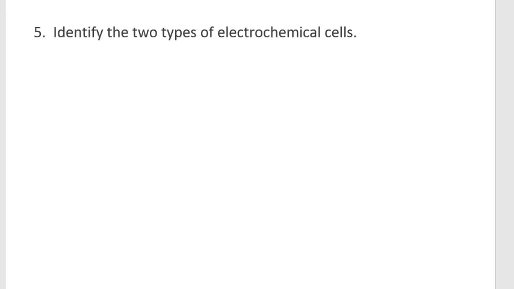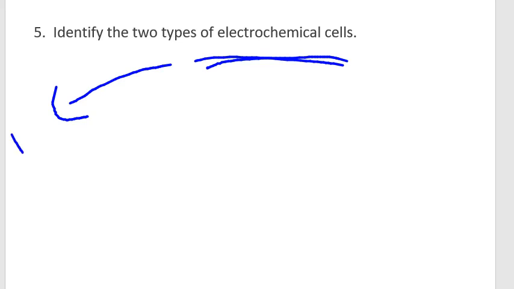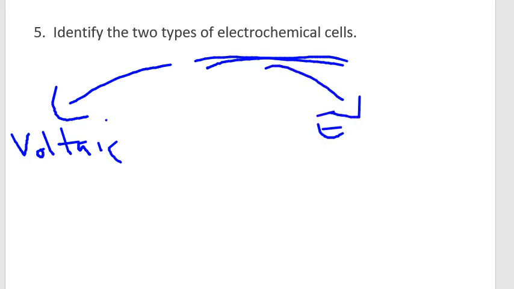Okay, we are up to number 5, and that is electrochemical cells. Now, it sounds so easy here just to identify the two types. There is a little bit of information that tends to show up on the Regents exams as far as electrochemical cells. Now, one type is known as the voltaic cell. These are spontaneous if they're set up right. The other type is known as the electrolytic cell.